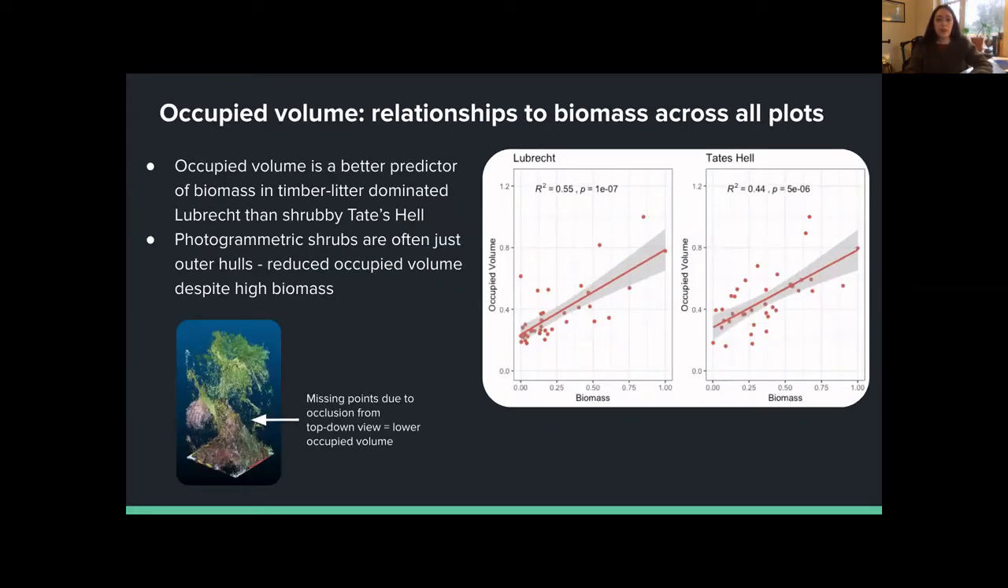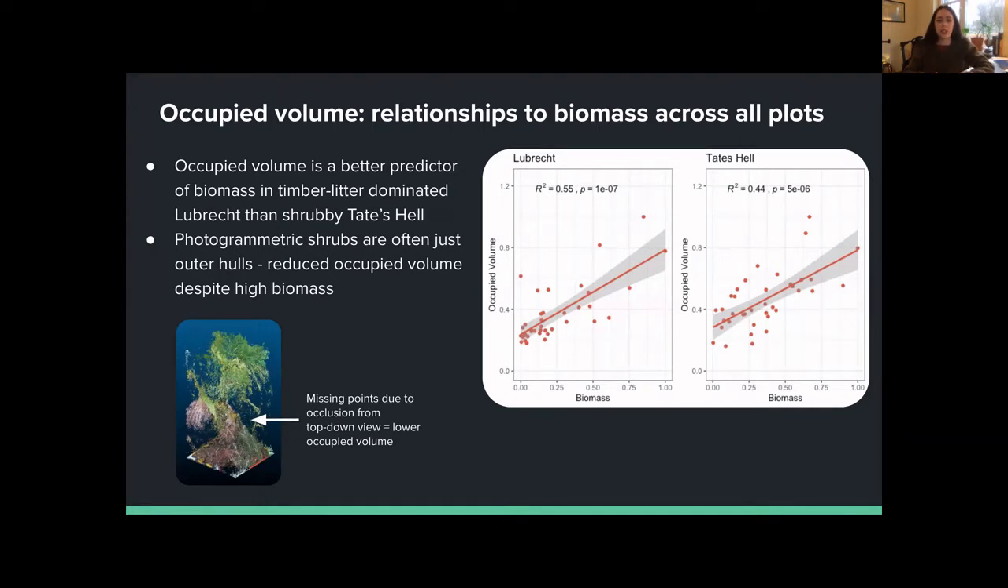And the final metric that we evaluated was occupied volume. So if you remember those voxel visualizations from earlier, where each black voxel was unoccupied and each green voxel was occupied with fuels, occupied volume is just a super simple calculation of occupied voxels divided by total number of available voxels. And when we look at that relationship to biomass for the two sites, we actually see a different pattern than what we saw with surface area and height, which is that occupied volume is a better predictor of biomass in Lubrecht, that western site, than at Tate's Hell.